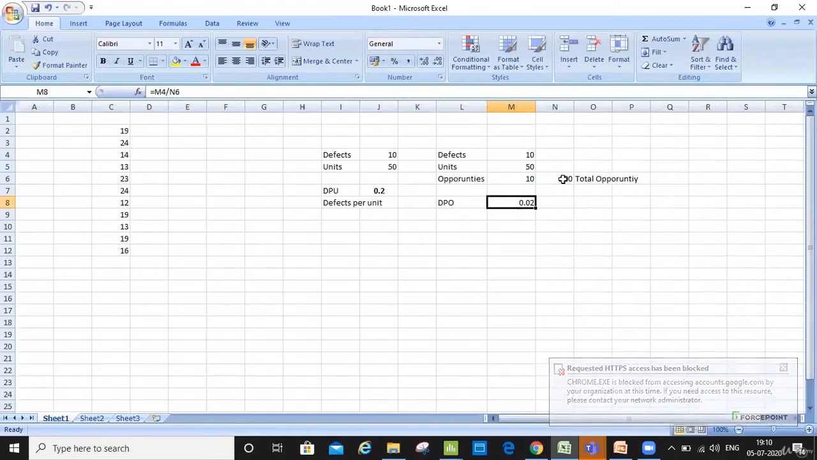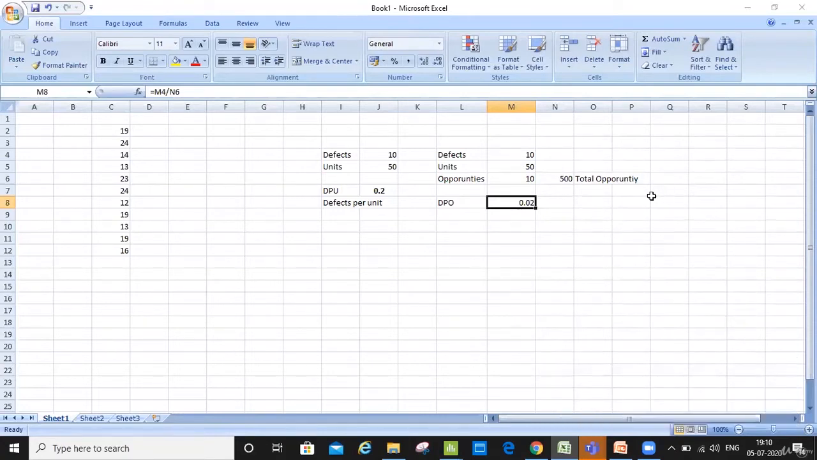DPU did not have any sort of opportunity, it only had units wherein I was able to calculate DPU. But in case of a DPO, I have some opportunities which I was able to look at. So the DPO formula says defects divided by total opportunity. Therefore I divided the defects by the total opportunity, which is 500. So that is DPO. Is the difference between DPU and DPO clear to all of you?